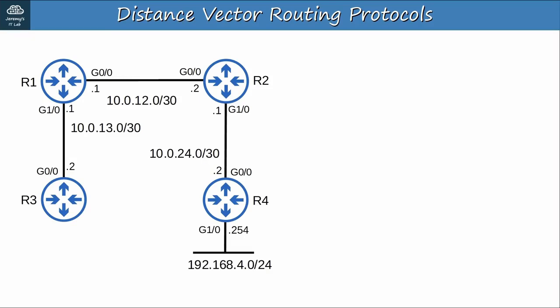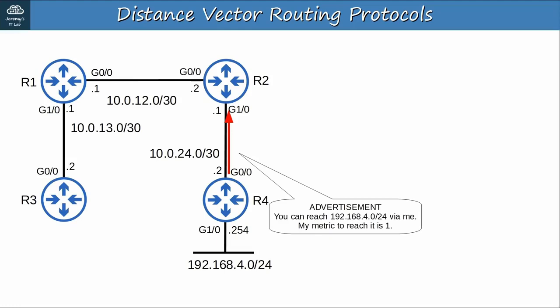So the example I showed you before of R4 advertising its 192.168.4.0 network is an example of distance vector logic. R4 tells R2, its directly connected neighbor, you can reach 192.168.4.0/24 via me. My metric to reach it is 1. Don't worry about the metric numbers yet. Each routing protocol uses a different type of metric, and we will cover those soon. Anyway, R2 doesn't know anything except that it can reach 192.168.4.0/24 via R4, and that R4's metric is 1.